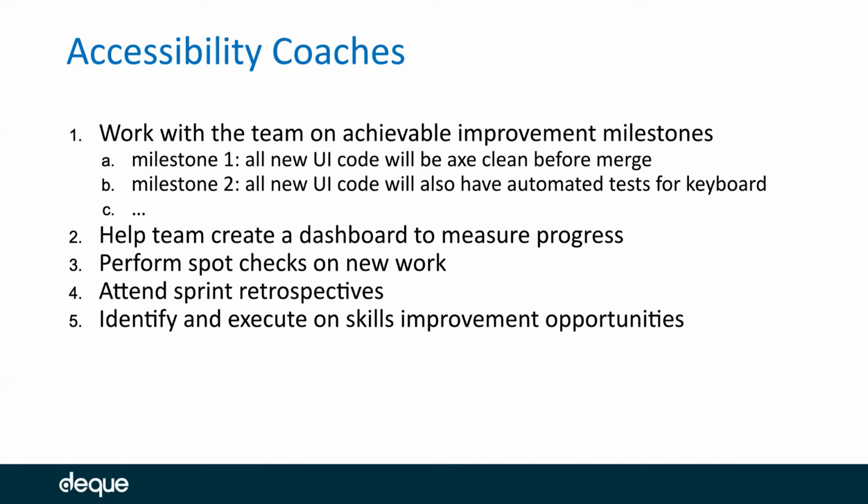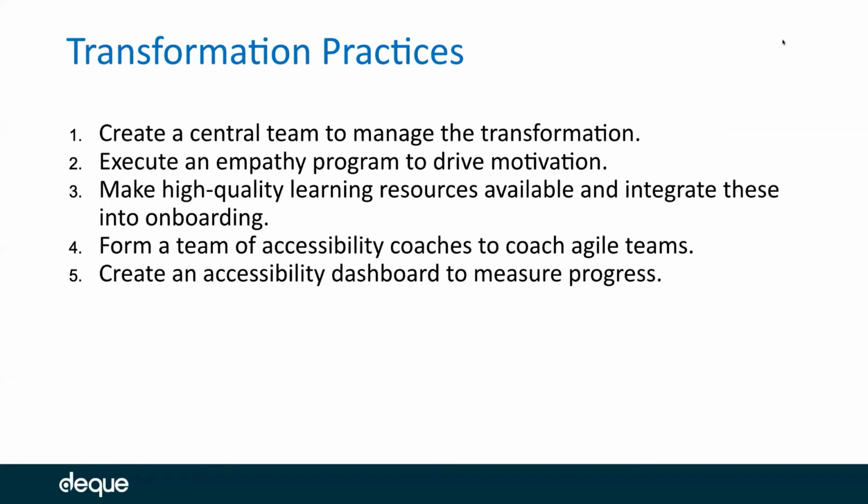So let's set that milestone, let's shoot for that, and when we get there, we'll set our next milestone for improvement. Helping the team then to create a dashboard to measure progress towards those milestones is important. Performing spot checks on some of the new work and pointing out areas for improvement where things may have been missed, where the techniques may have been used incorrectly, and trying to identify areas for better training. Attending sprint retrospectives and helping the team talk through and evaluate themselves in terms of accessibility are some of the things that the accessibility coach can do.